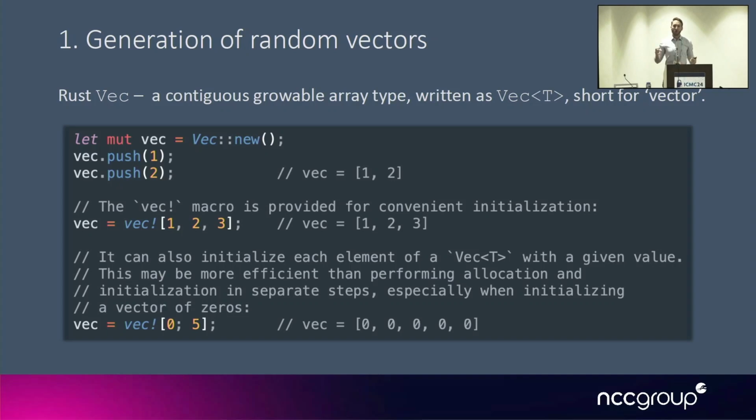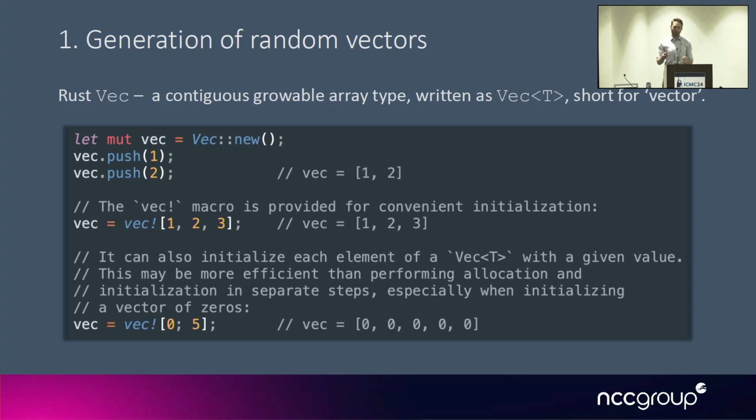If you already know all the elements that you want to populate your vector with ahead of time, you might not want to push elements one at a time. So Rust also provides a very helpful macro, the vec macro. A macro in Rust is essentially some sort of keyword followed by an exclamation mark. The vec macro is provided for convenient initialization. In this case, you would do vec exclamation mark, and then the content of your array, and that would instantiate a vector with the elements 1, 2, 3.